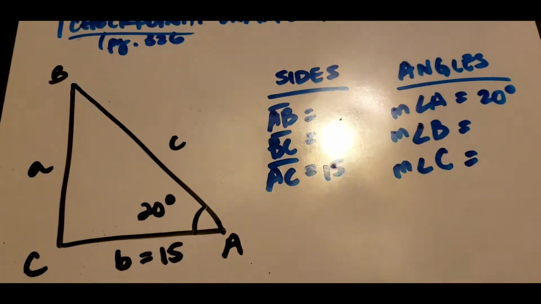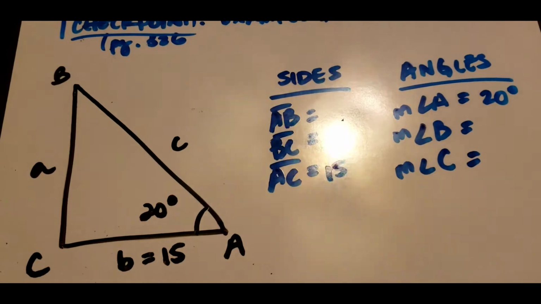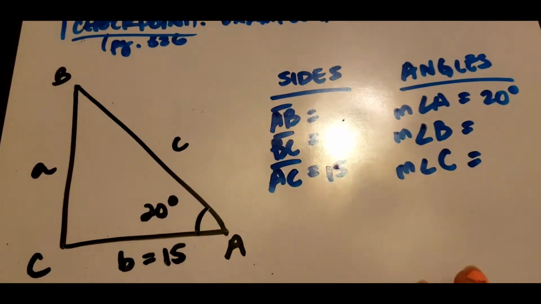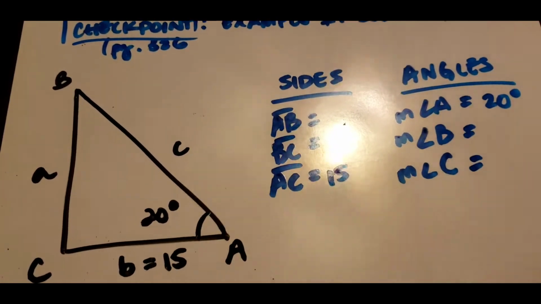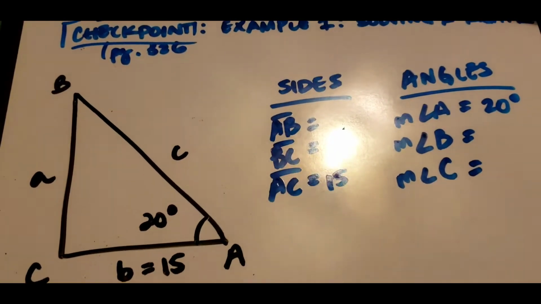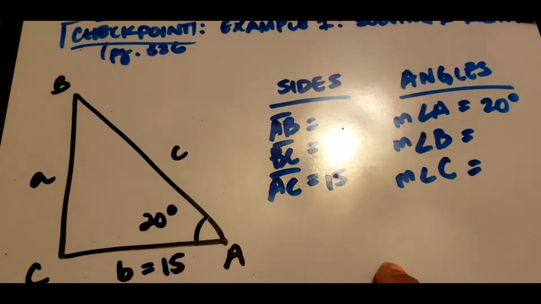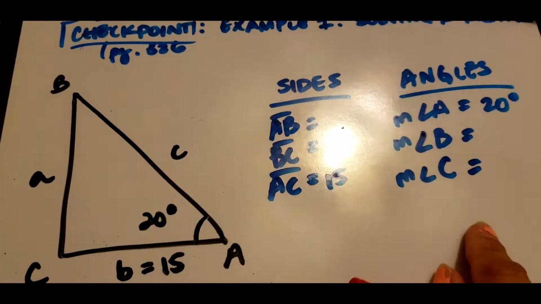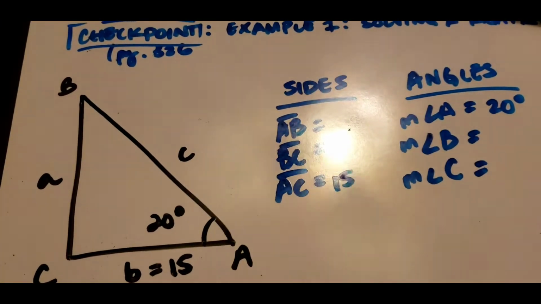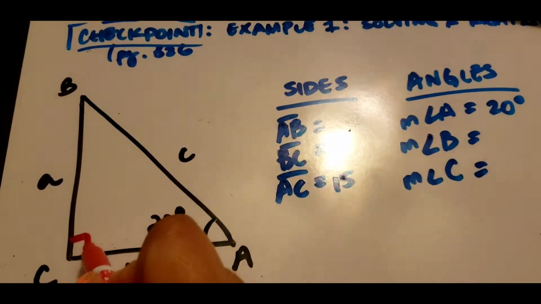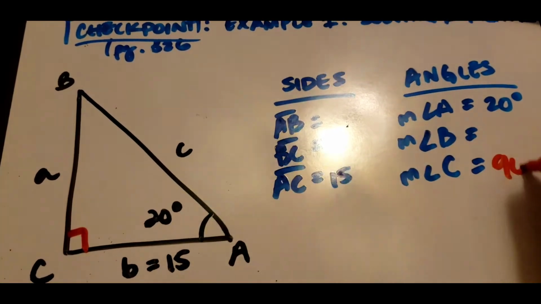I'm going to make this pretty easy. If I had a choice to solve for missing sides or missing angles first, I would solve for angles, and I'll tell you why. We already know that one of the angles is 20 degrees, and this is a right triangle, so we know that angle C is going to be 90 degrees.